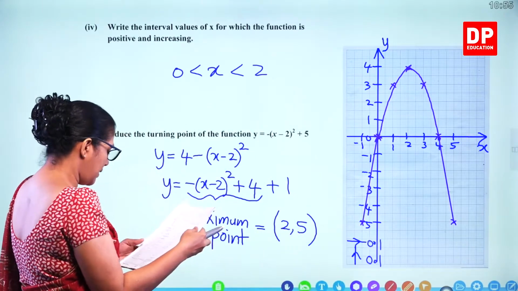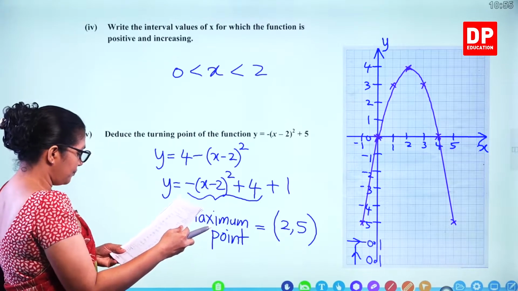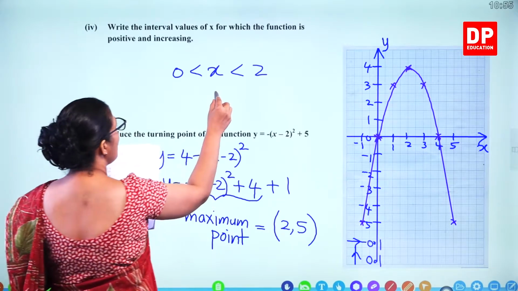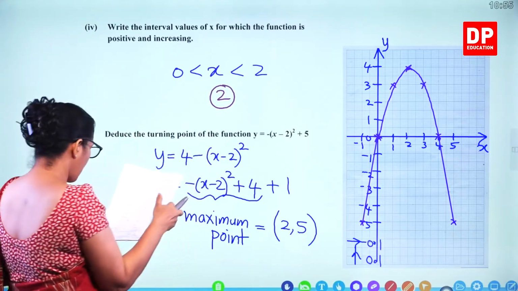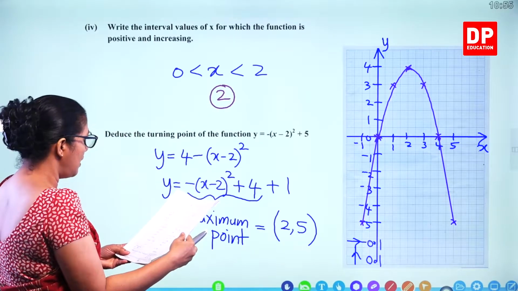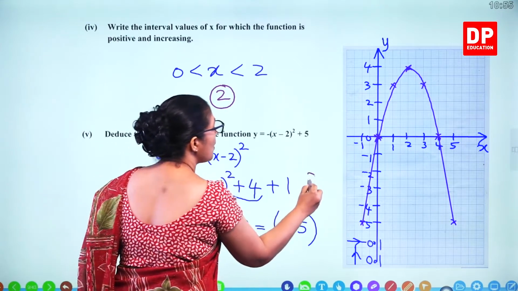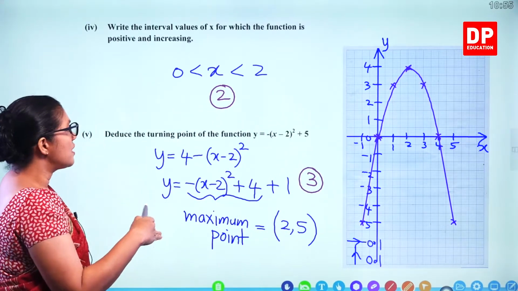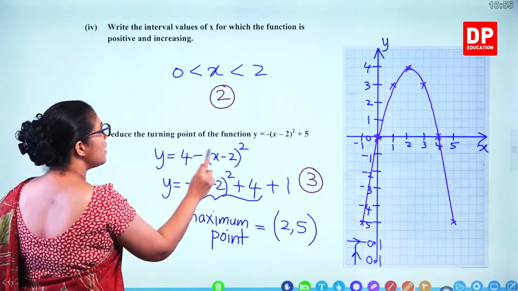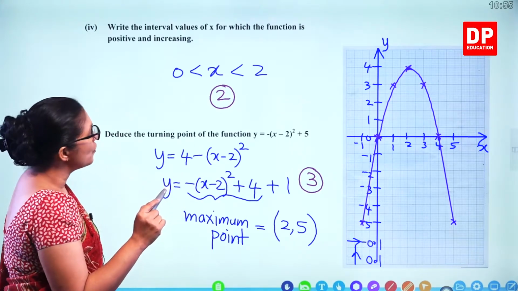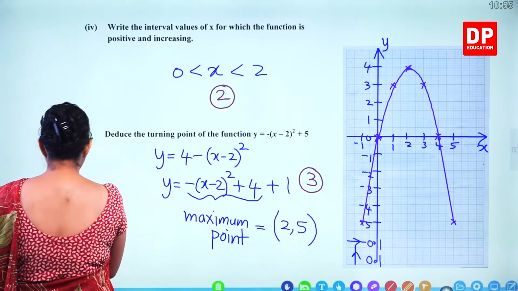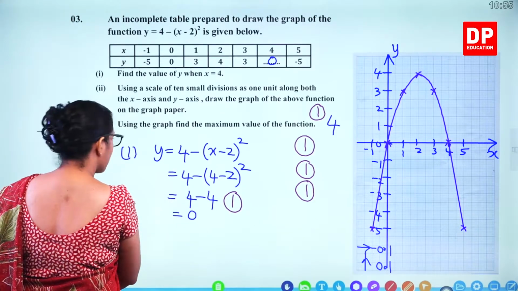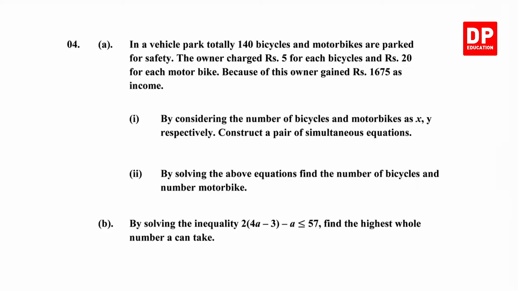So you are getting 2 marks for that and 3 marks for this one. You have to use the graph and deduce the maximum or turning point of this. So 3 marks. So 5 here and 5, 10 marks.